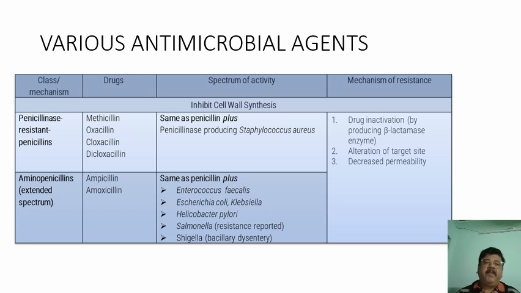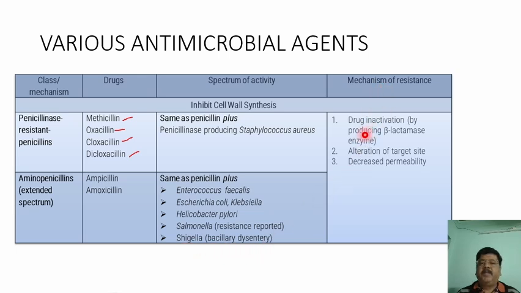Another is penicillinase resistant penicillins. Examples are methicillin, oxacillin, cloxacillin, dicloxacillin. They again inhibit cell wall synthesis, same as penicillin, plus they are effective against penicillinase producing Staphylococcus aureus. Then another group is aminopenicillins, ampicillin and amoxicillin, same as penicillin, plus the activity is against Enterococcus faecalis, Escherichia coli, Klebsiella, Helicobacter pylori, Salmonella, and Shigella, bacillary dysentery. Resistance is also reported against these.